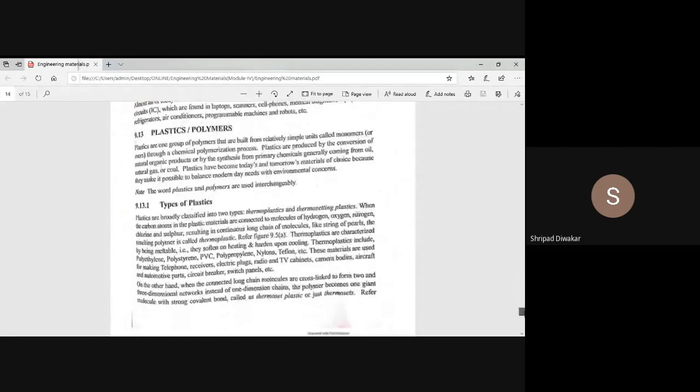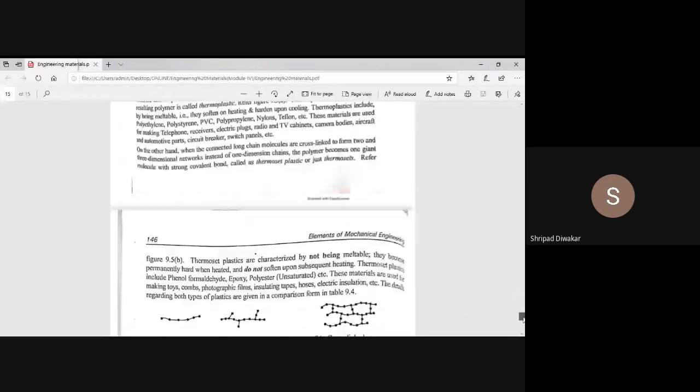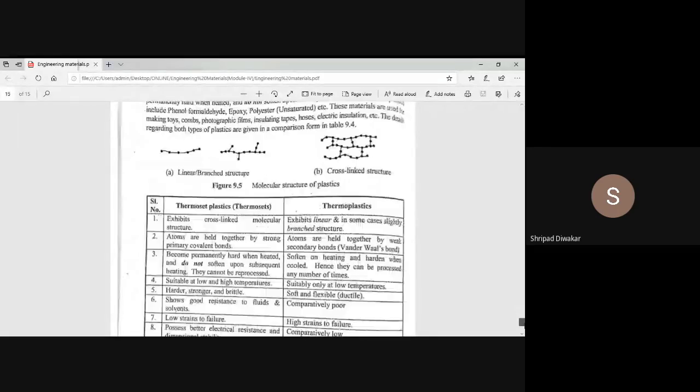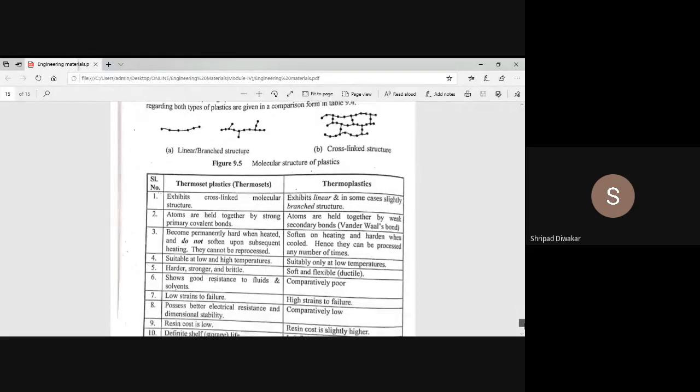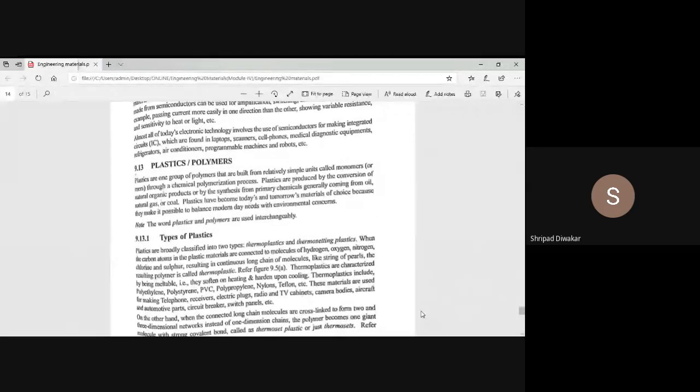Okay. One more material I want to discuss in this class is plastics or polymers, other than ferrous or non-ferrous materials. Then what is plastic? We can say plastic is a group of polymers built from a simple unit called monomers. Through the chemical polymerization process, we obtain plastics.